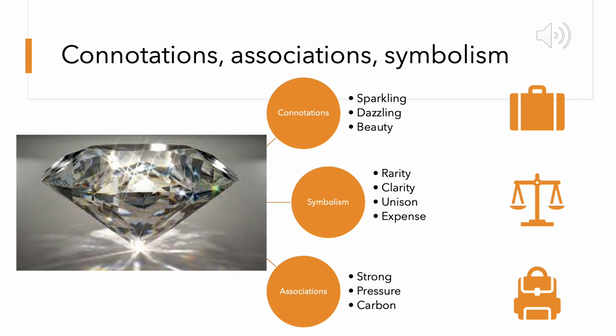Associations. So if you think about other associations, historical or otherwise, with diamonds, most of us know that diamonds are strong, dense stones. They're formed under pressure. They are a certain carbon structure. It's the solid form of the element carbon, and there's a certain structure to the atoms within it which make it extra strong. So these are all the associations and symbols and connotations I can think of.